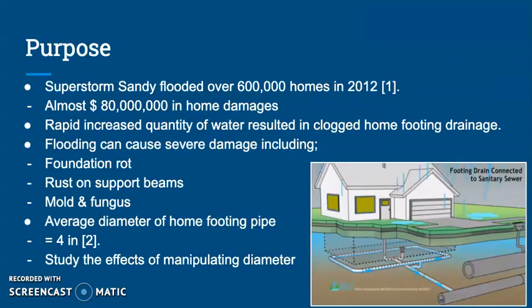And today we're going to be telling you about our model, which is a footing drainage system. So, what exactly is a footing drainage system? Usually they're placed at the foundation of a home and they're used to move rainwater away to prevent flooding and any damage to the home.